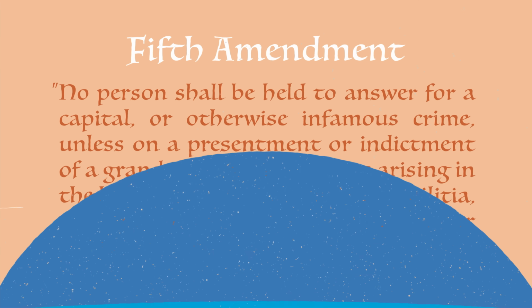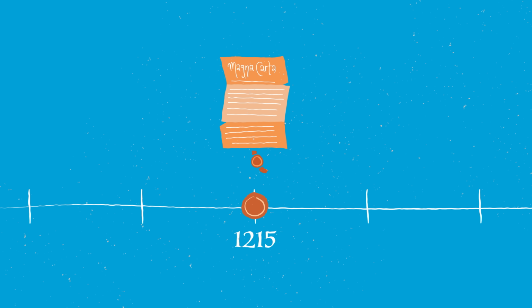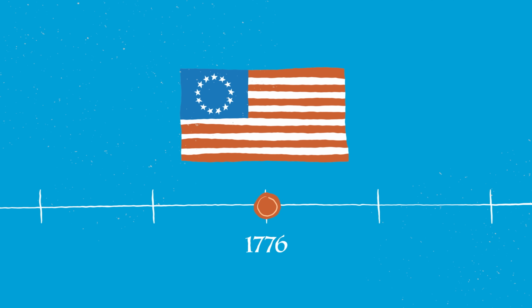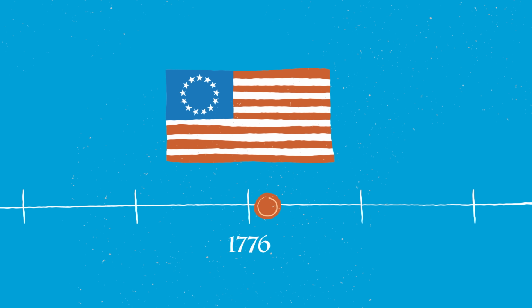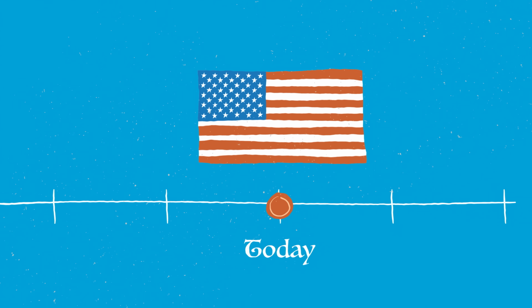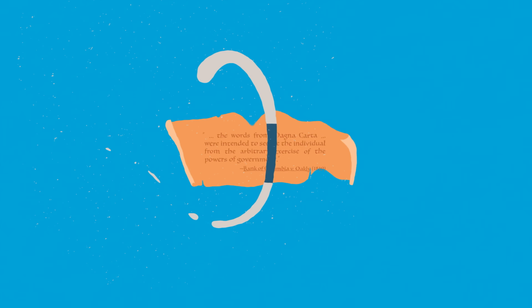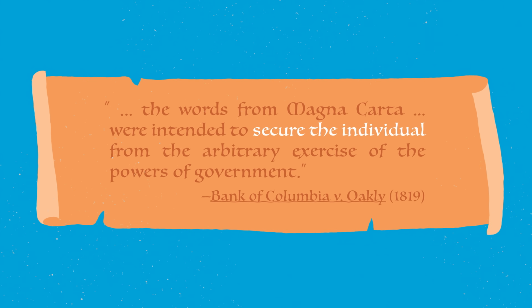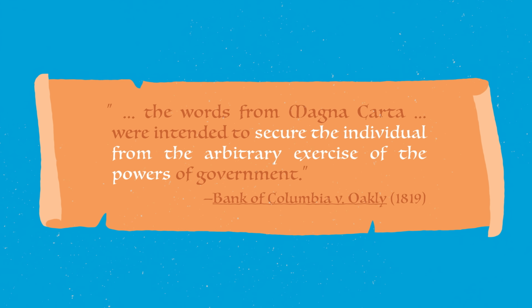Americans' views of the jury have changed over time, but the enduring legacy, the ancient inheritance of Magna Carta, is closely connected with the idea of due process of law. As Justice William Johnson of the U.S. Supreme Court put it in a case in 1819, Magna Carta represents the idea that the individual should be secure from the arbitrary exercise of the powers of government.